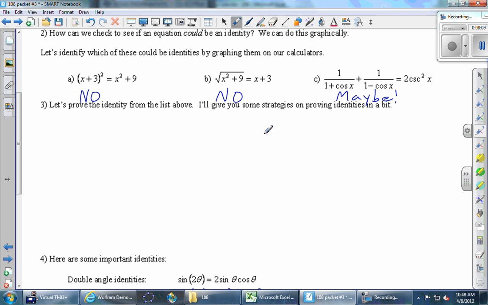Okay, so we're going to try to prove that this thing here in part C is true all the time. First thing I want to say, maybe the most important thing to say about identities: you cannot multiply both sides of this equation by, for example, 1 plus cosine x. That seems like a good thing to do because it gets rid of that fraction. You cannot multiply both sides by 1 plus cosine x because you don't have an equation to multiply both sides by. You have something with a big old question mark on it.